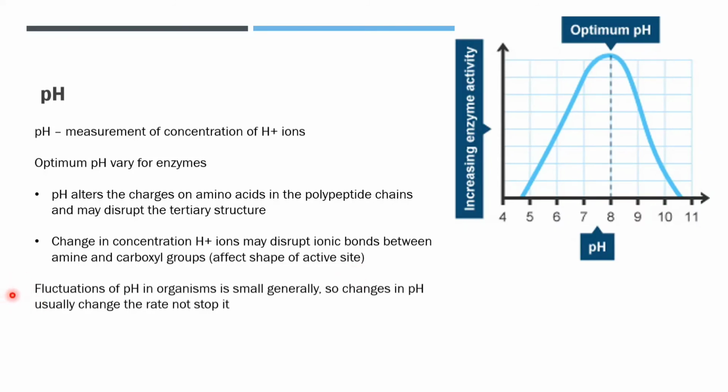But just a key note, fluctuations of pH, so increases or decreases, in organisms are very small generally. So the changes in pH don't usually stop the rate completely, as you can see here. They just decrease it slightly. It's very rare that the change in pH is strong enough to completely stop the enzyme activity.